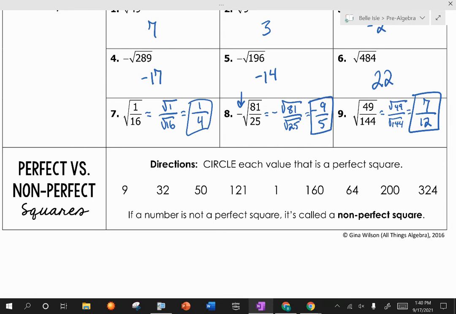Don't forget that you're still auditioning to not have a seating chart. Okay, circle each value that is a perfect square: 9, 32, 50, 121, 1, 160, 64, 200, and 324. Circle all of the perfect squares. There will be 5 of them, 5 perfect squares.